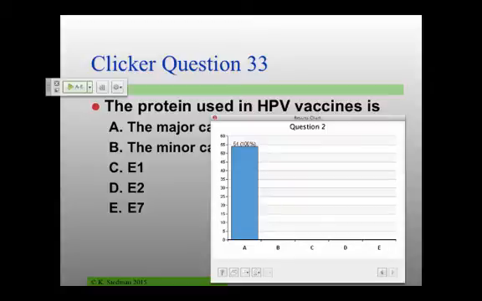Even if you didn't know that, why would it be a good guess to say the major capsid protein? What else is the immune system going to be recognizing? Exactly. And so one of the main points here, particularly with the HPV vaccine, is that it's a virus-like particle which has just that one protein in it.